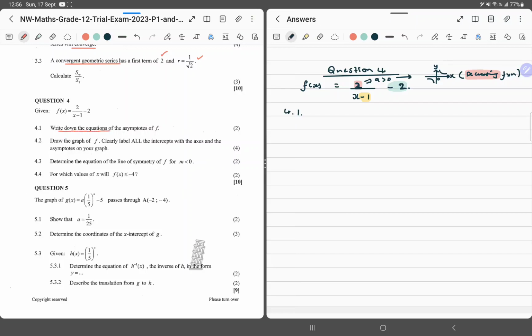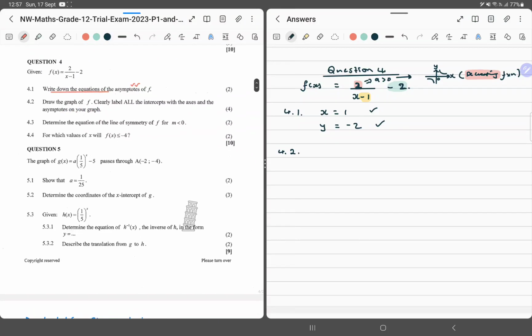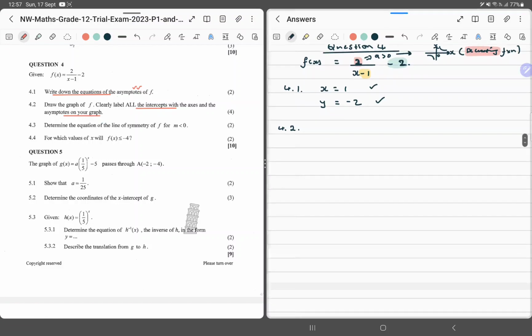It says now write down the equations of the asymptotes. Easy. You take this denominator x minus 1, you equate it to 0, and then you solve for x. So x is going to be equal to 1, y is minus 2 as it appears. Okay, that is easy. Easy two marks there. 4.2 says draw the graph of f. Clearly label all the intercepts with the axes and the asymptotes on your graph. That's easy. Now we need to solve for the x and y intercepts.